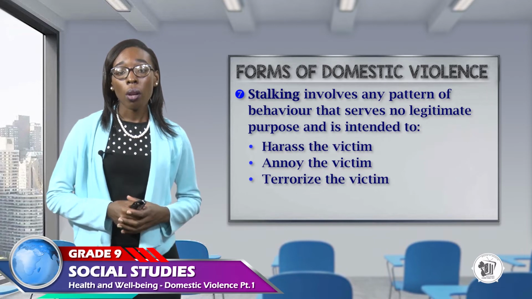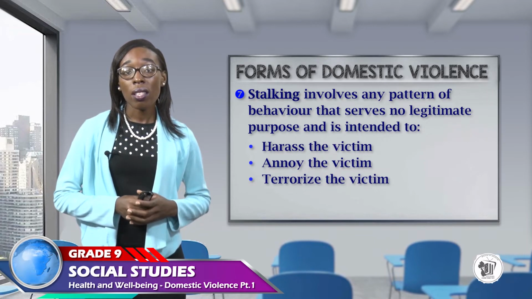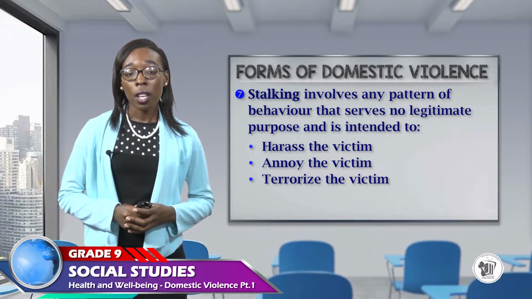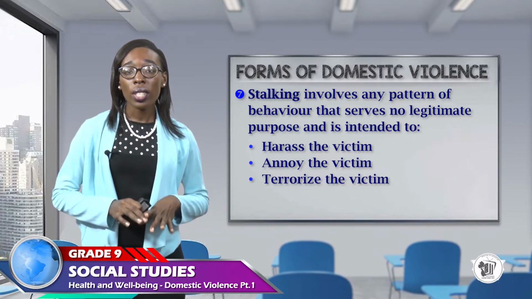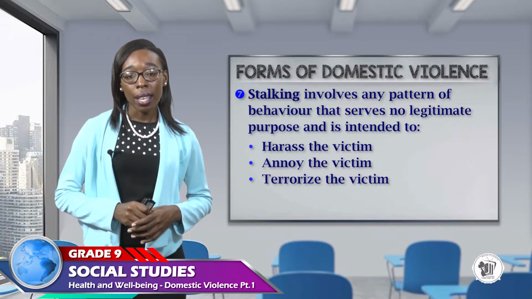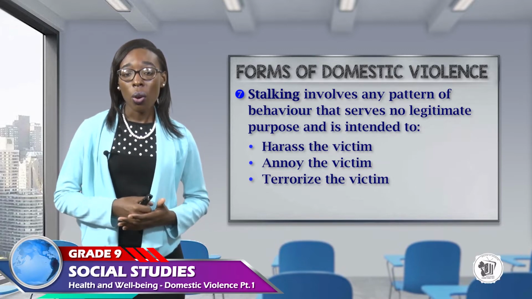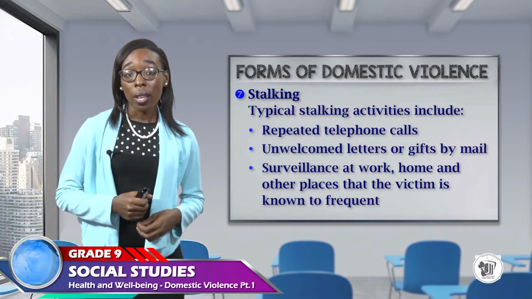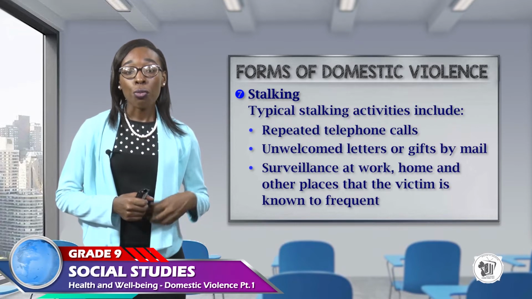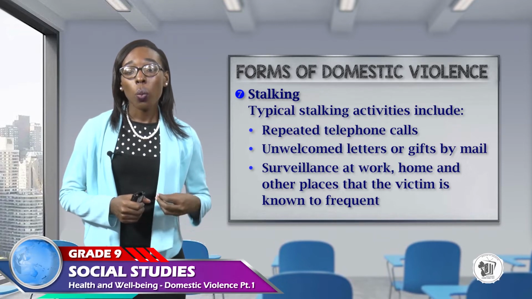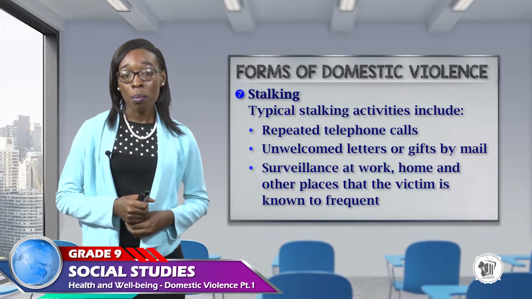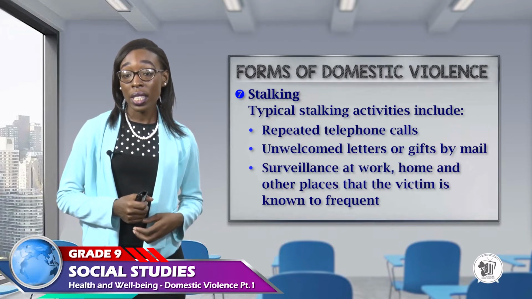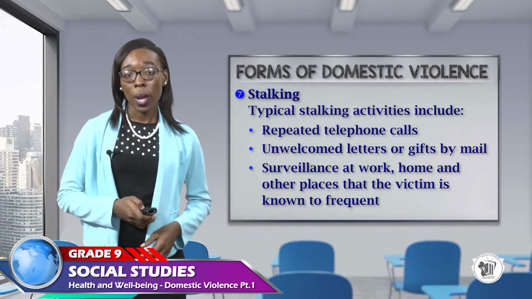The seventh form of domestic violence is stalking. Stalking involves any pattern of behavior that serves no legitimate purpose and is intended to harass, annoy, or terrorize the victim. Typical stalking activities include repeated phone calls, unwelcome letters or gifts by mail, and surveillance at work, home, or other places that the victim is known to frequent.